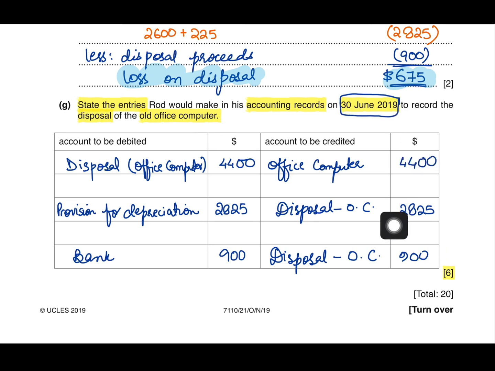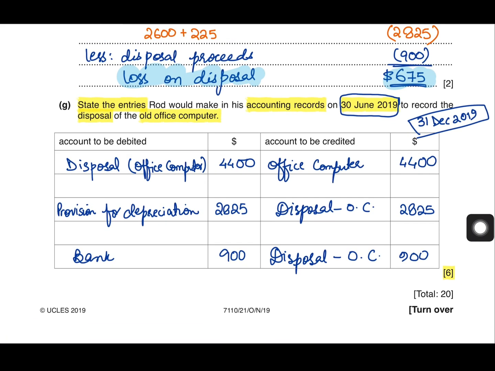So these 3 entries, the elimination of cost, the elimination of depreciation, and the recording of disposal proceeds, will take place on this date. However, the loss will be transferred on 31st of December 2019, right? On the last date, that is on the year end. So that entry will not be made over here. This requirement was for 6 marks, so 1 mark for each entry, right?